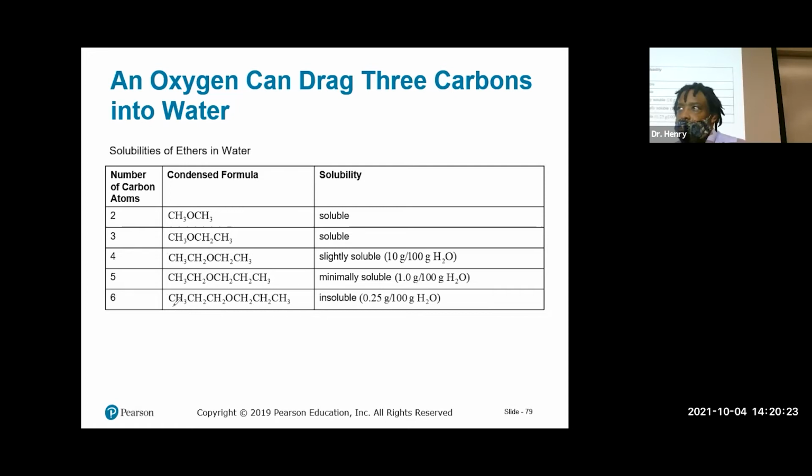And then as we get dipropyl ether, non-soluble in water. Okay, so as those chains on the outside get bigger, that oxygen has less and less impact, because the surface areas of those chains are outweighing the polarity of that little oxygen that's there.